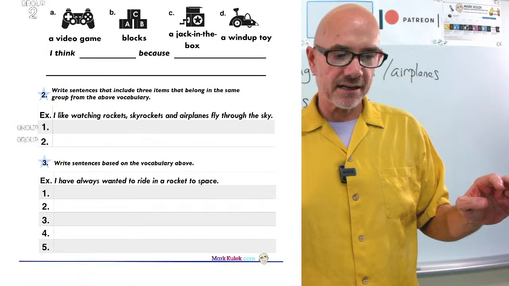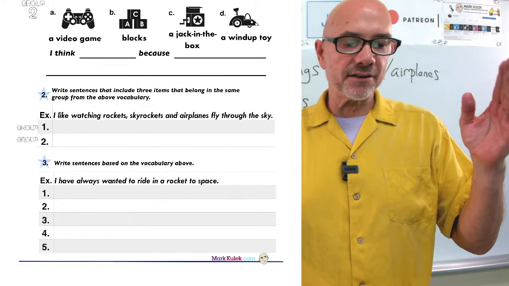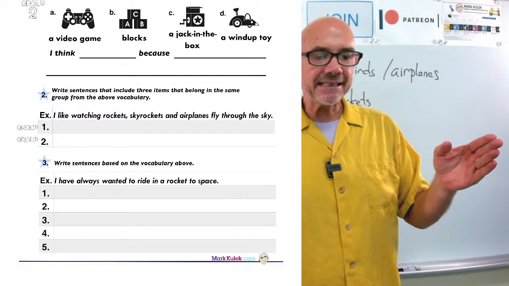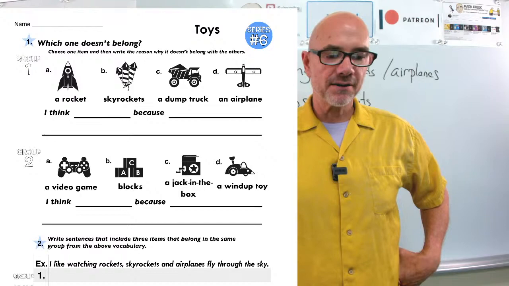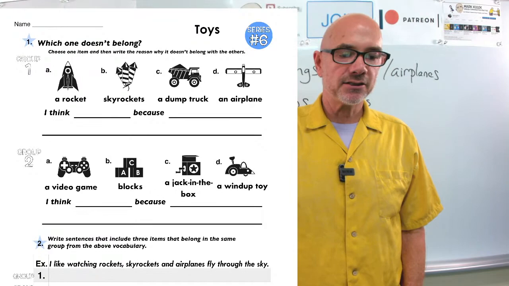Write sentences based on the vocabulary items. So now we're going to write sentences based on all the vocabulary. We have eight. One, two, three, four, five, six, seven. We have eight vocabulary items, right? And we're going to write a sentence about each one individually.